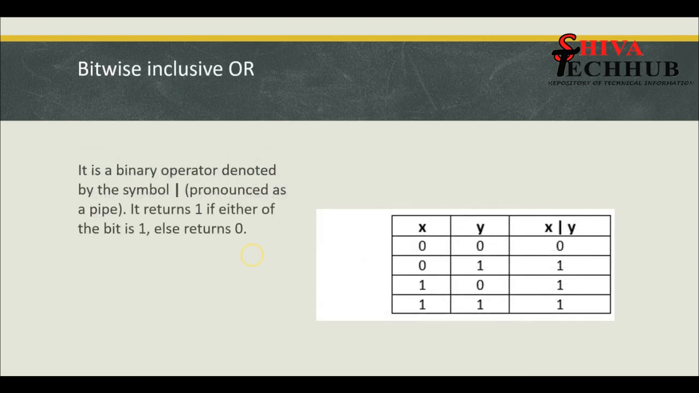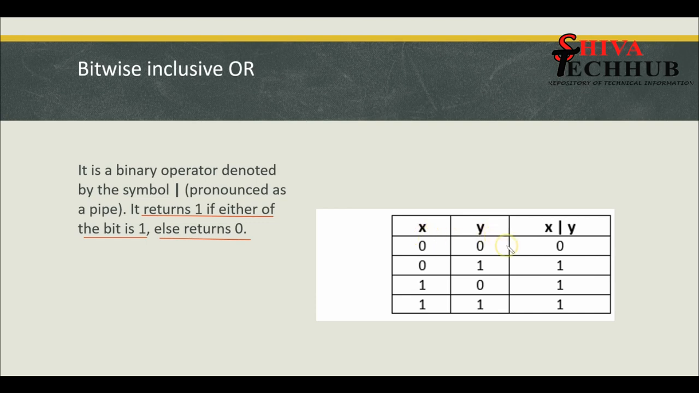Now let us look into inclusive OR. Understanding this definition is important. It is represented by the pipe symbol. You can pronounce it as pipe or just vertical line. It returns 1 if either of the bits is 1, else it returns 0. In simple language, if any one of the bits is 1, then the output will be 1, else it will be 0.